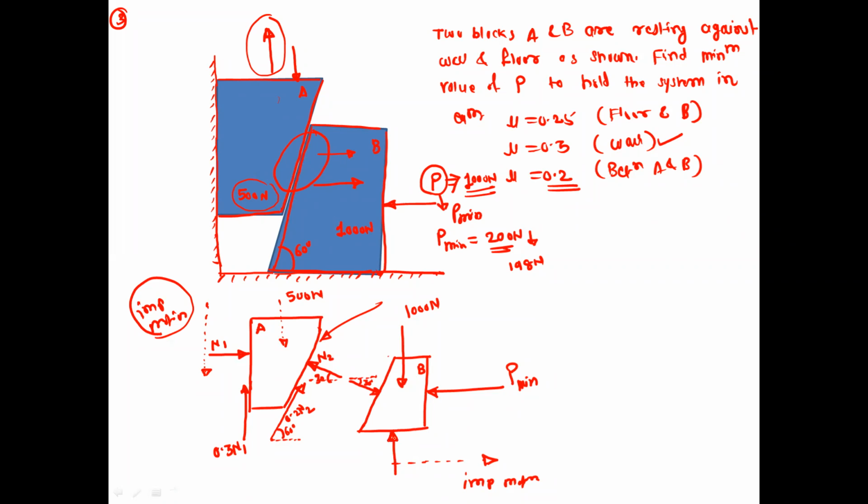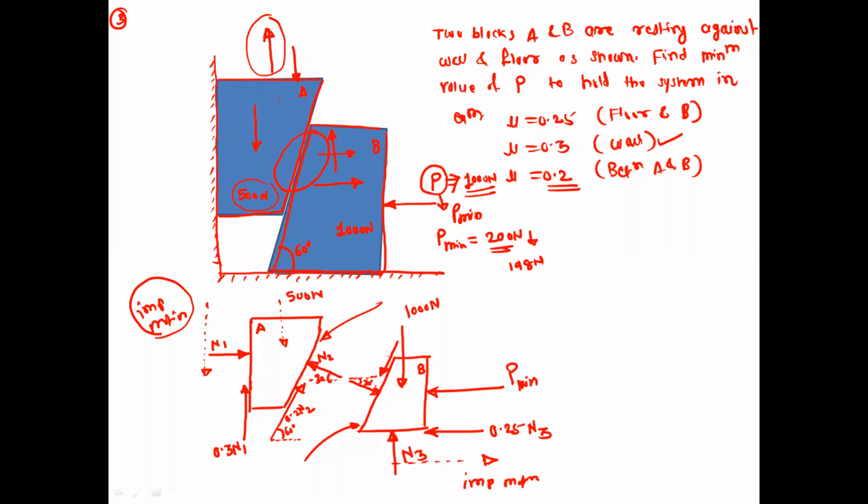Then this is the normal reaction offered by the horizontal surface, so this is N3. As block B is sliding towards the right side, we will have the friction force towards the left side, so this is 0.25 into normal reaction N3. At this contact surface, the friction force will be in the opposite direction. As block A is sliding downward, relative to block A, block B will have the motion in the upward direction. So as the motion is upward for block B compared to block A, its friction force will be in the downward direction.